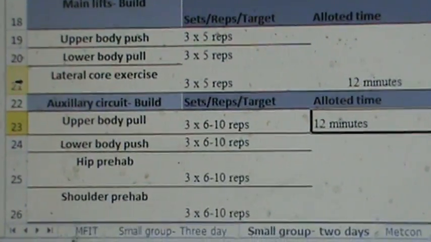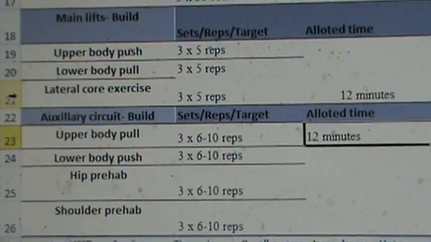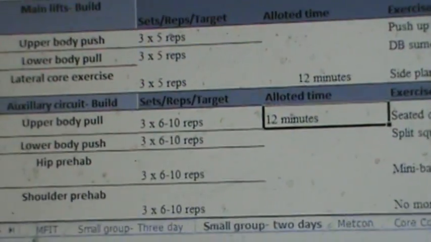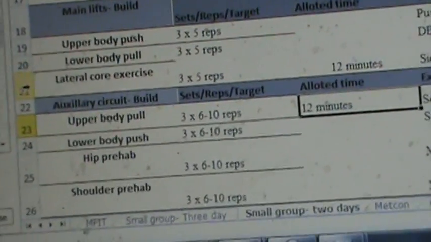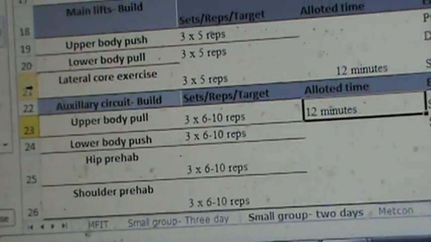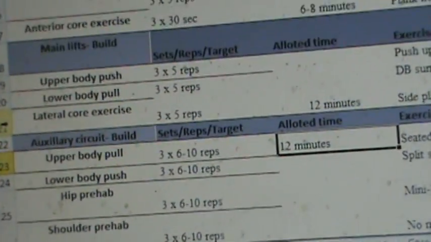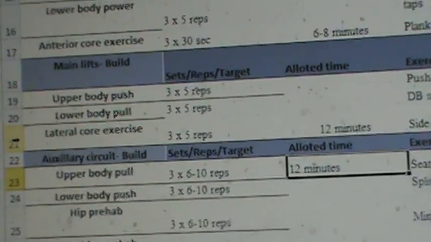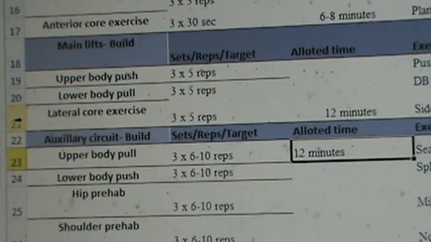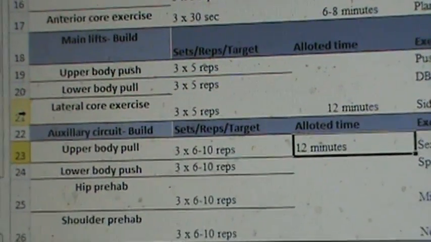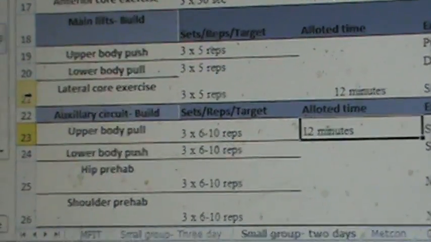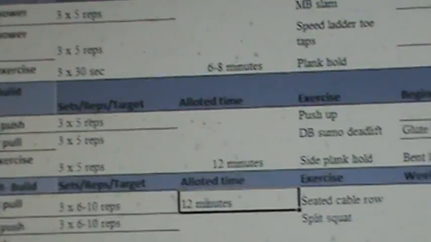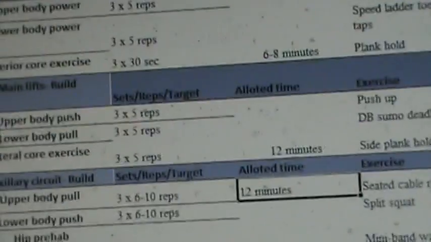Now again, for our auxiliary circuit for our build clients, we're just going to write in the categories first. So I've got an upper body pull, a lower body push, hip prehab, shoulder prehab, to offset the main lifts. The pull opposes the push, the lower body push opposes the lower body pull, and then we just write in corresponding exercises. We can create variations.